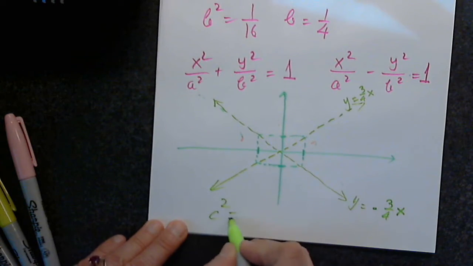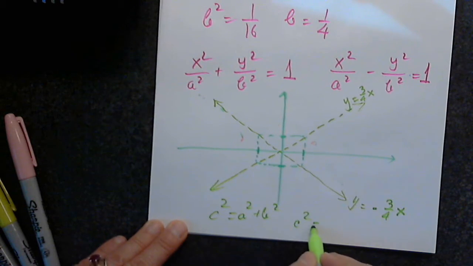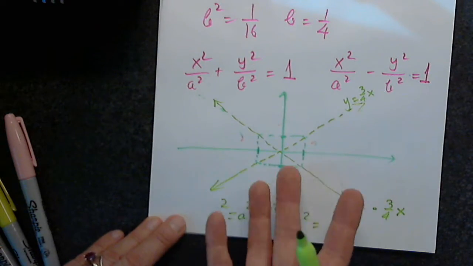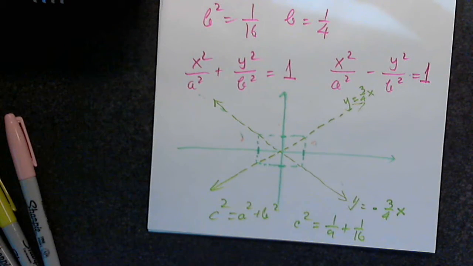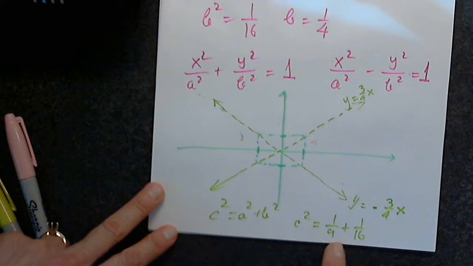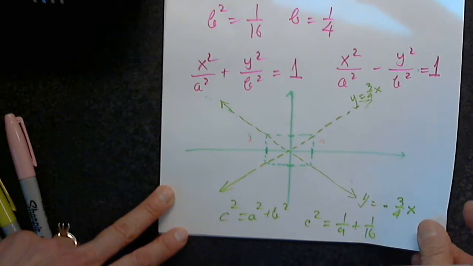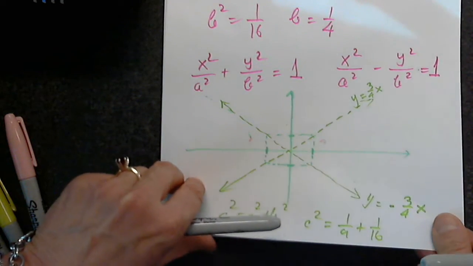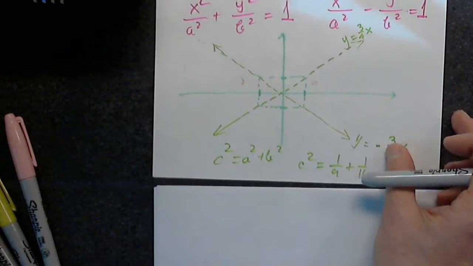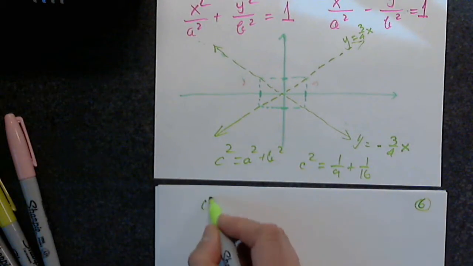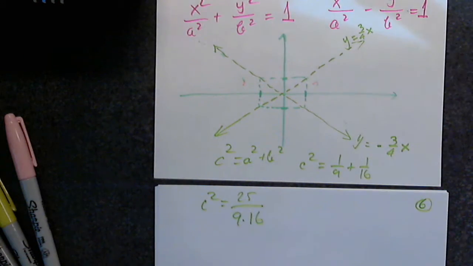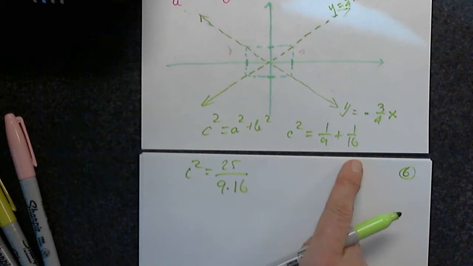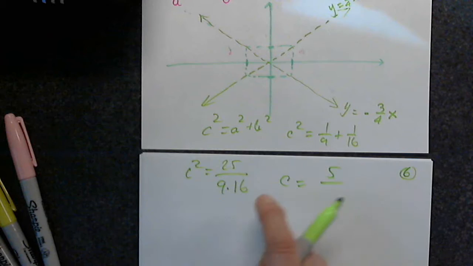Now I have to find c squared, which is a squared plus b squared, which is a mess, because it's 1/9 plus 1/16. So 16 plus 9, luckily, is 25. So when I take the square root, I have to multiply these denominators: it's going to be 3 times 4. So the denominator will be 12, and the numerator will be 5. So c squared equals 25 over 9 times 16, because it's a product. So then c must be 5 divided by 3 times 4.